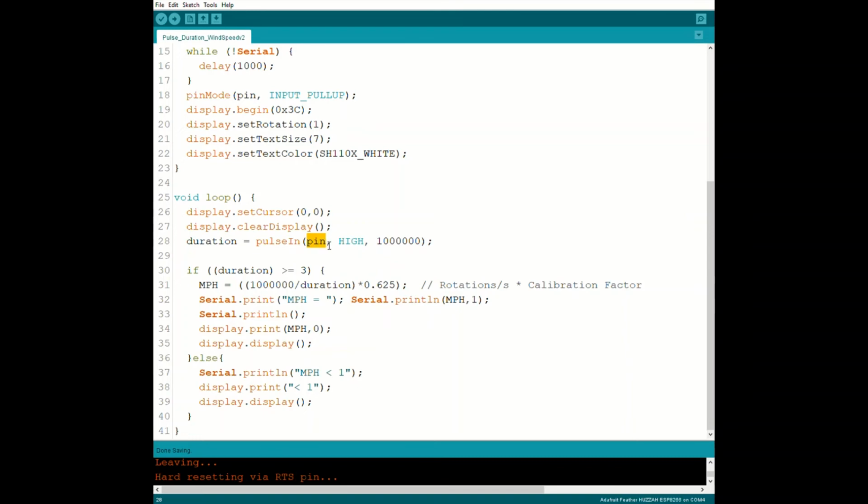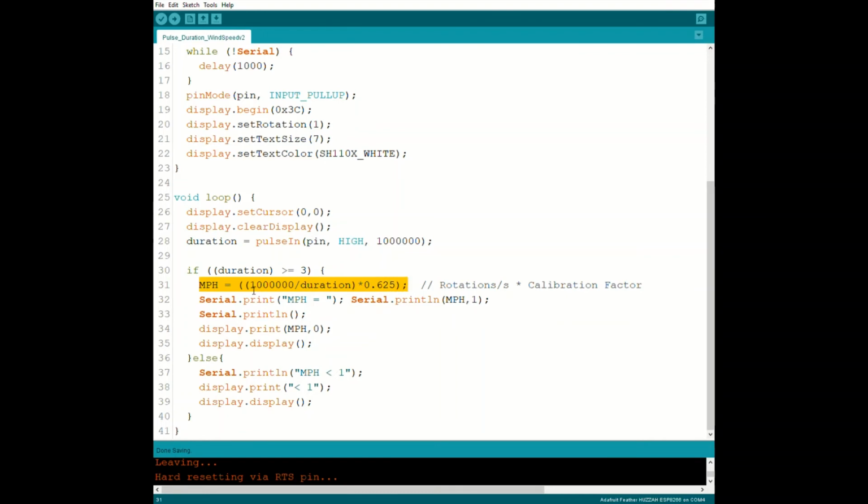Here's my pin number 2 that I referenced above. I'm measuring when it changes from the high state, and if it goes longer than a million microseconds, not milliseconds, microseconds, so if it goes longer than 1 second, it returns 0, and that is below. If the duration is longer than 3 microseconds, then I do my calculation for wind speed.